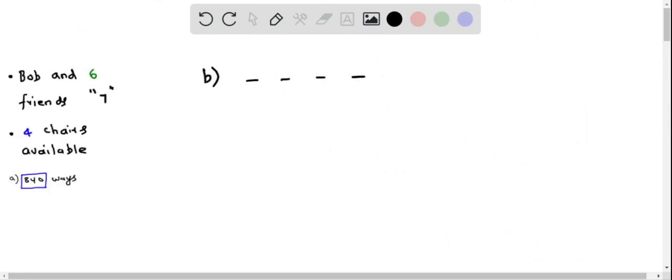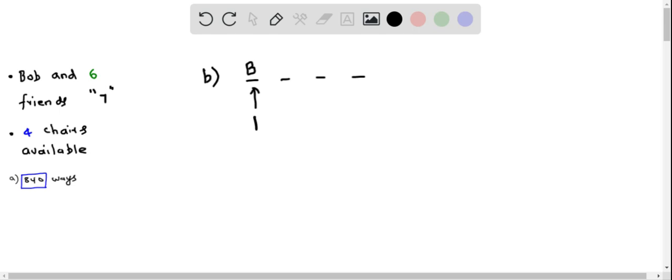In part B, we determine the number of ways that the group can sit if Bob has to sit in the first chair. So I'm going to put Bob over here. So this position is fixed, which means only one way is available. That is, only Bob can sit over here.